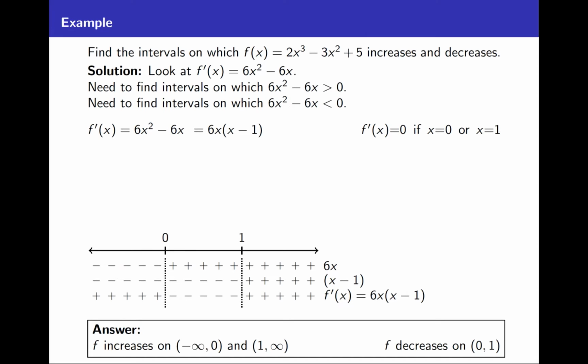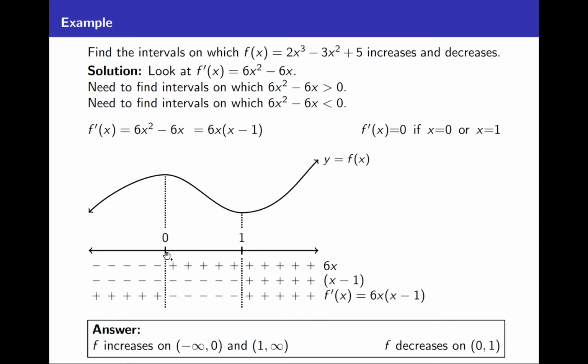Before we go on to the next example, although we're done with this one, I do want to say a quick word about what's happening here. If you graphed this function f of x, it would look something like this. It increases up until x equals 0, then it decreases until you get to x equals 1, and thereafter it increases again. It looks something like that.